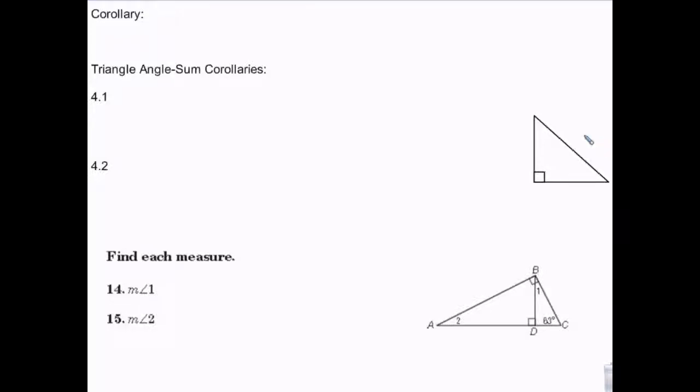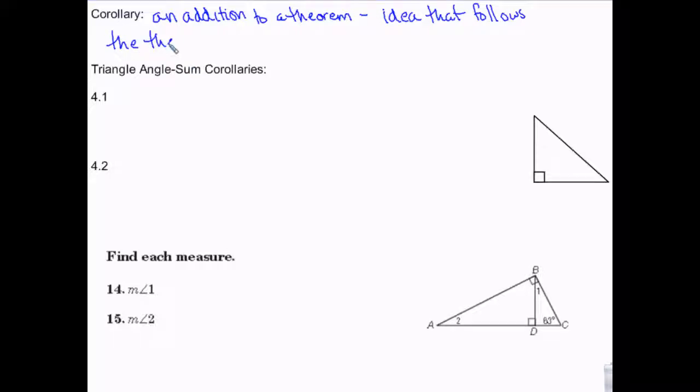Postulates and theorems. A corollary is sort of like an addition. It's basically an idea that follows the theorem. Sort of like if your theorem is that you're going to go to the movie theater tonight, the corollary is you're going to buy popcorn.